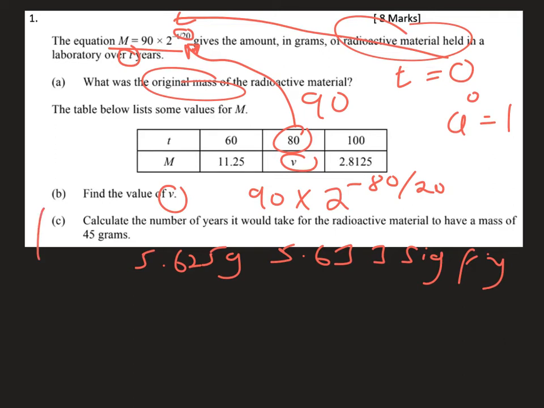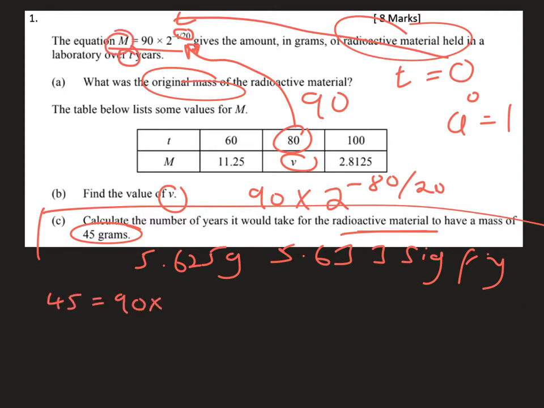For part C then, this is the tricky bit. Calculate the number of years it would take for the radioactive material to have a mass of 45 grams. So in effect here, if you know what the mass is, so the mass we're saying is 45, and we're being asked to find how long it takes. So we're being asked to find the value t, which is an exponent. So there's two ways that you could do this. You could either do it graphically.